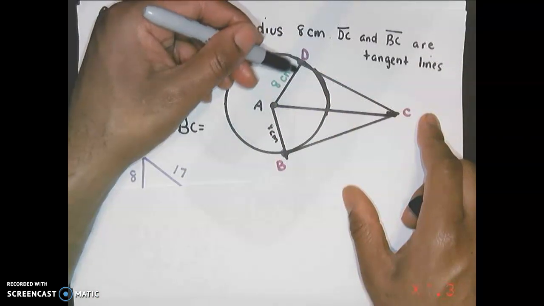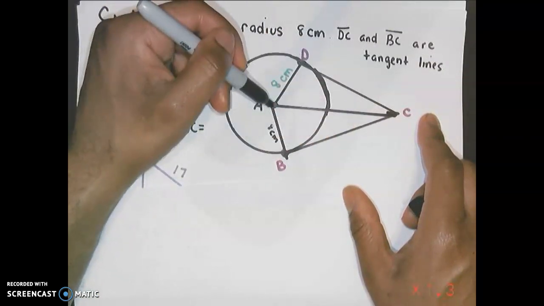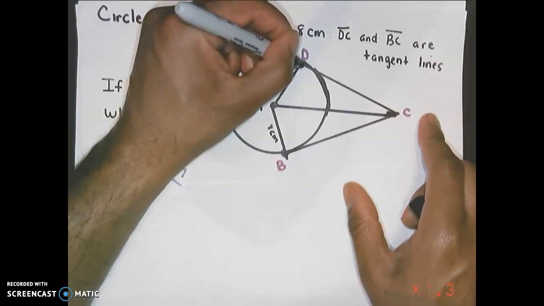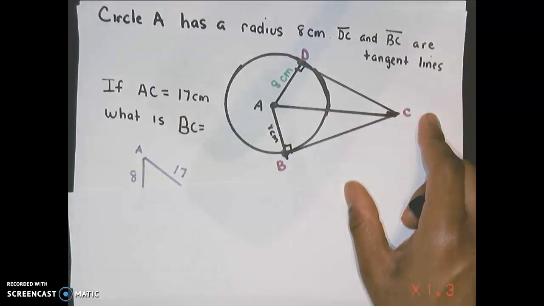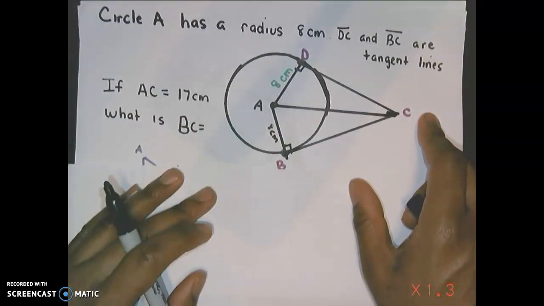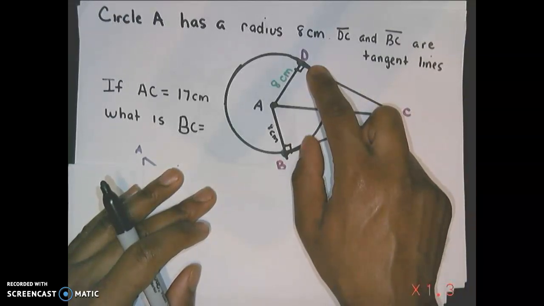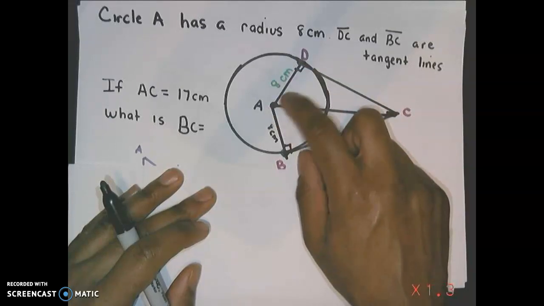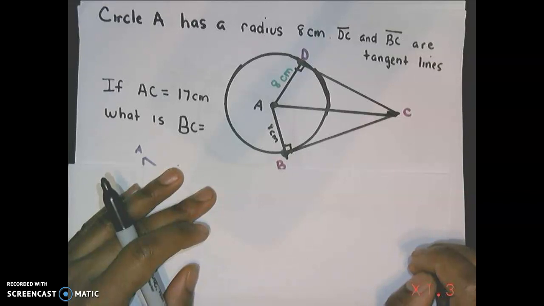Now, a line tangent to a circle and the radius, if they intersect, are going to create right angles. So these are right angles. And at any time, you can pause the video and write some of these things down, because I did not write that a line tangent to a circle, when it intersects the radius, intersects at a right angle. So that is something that you should write down.